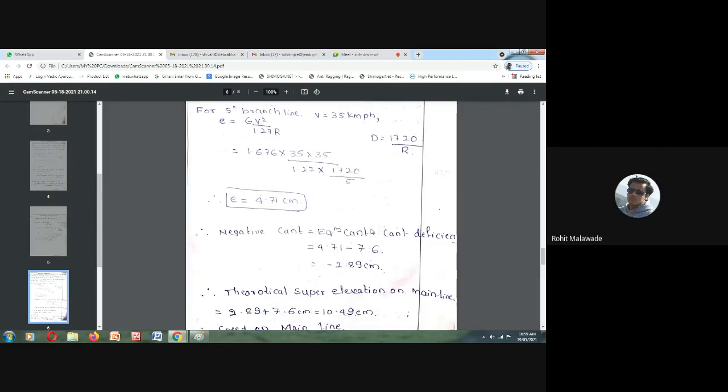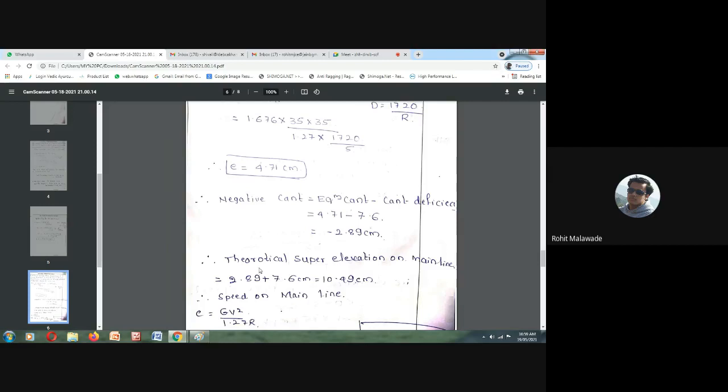Negative cant is equal to equilibrium cant, that is the cant that can be provided, minus cant deficiency. So it is minus 2.89, which is short. Instead of making this short, the maximum permissible is 7.6. This is the deficiency that I'm getting, so I will make it positive.